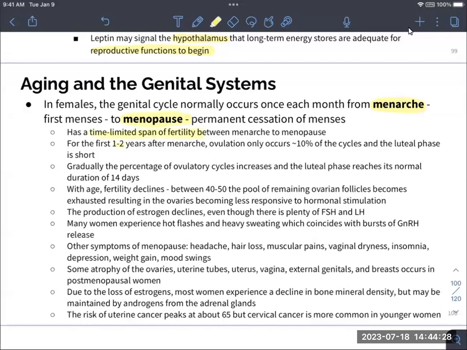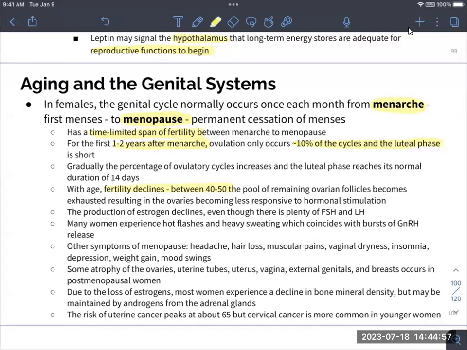For the first couple years after menarche, only 10% of the cycles are going to have ovulation. Gradually, ovulation will increase. And then as we get older, fertility declines. Between 40 and 50, there's a very small amount of ovarian follicles that are left.